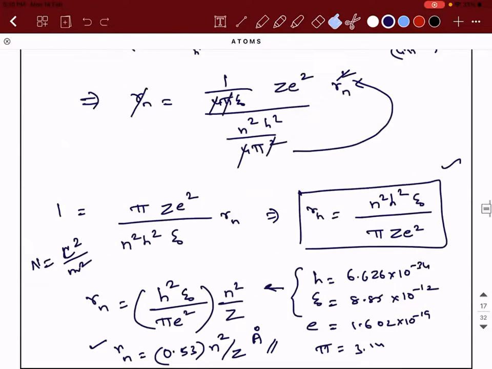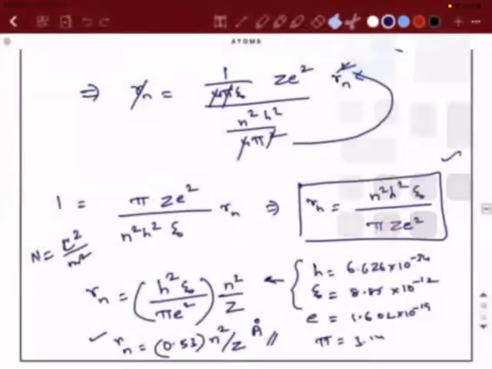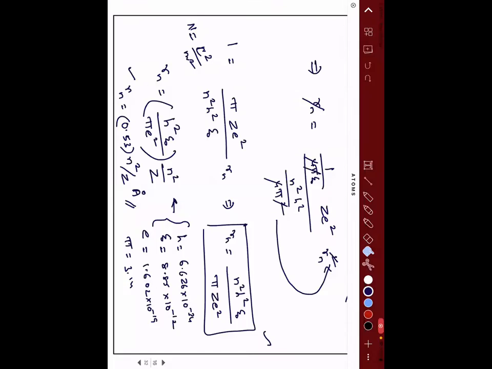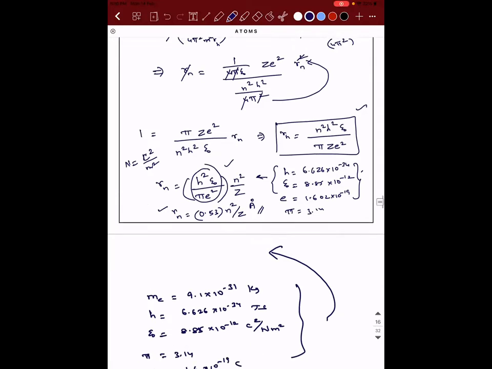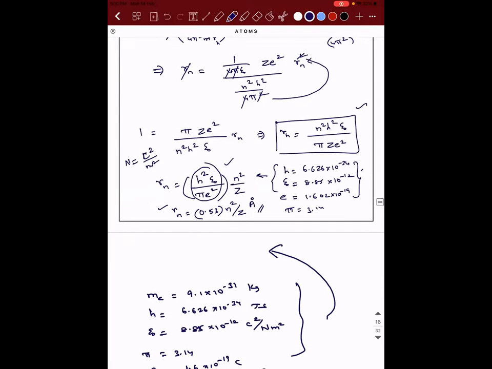So is 0.53 denoted by something, sir? Or is it just a value? 0.53 is a value. If you substitute all these values in this expression, you will get this whole thing as a constant, which is 0.53. 0.53 into n square divided by z angstrom is going to be the radius of the nth orbit. 0.53 is a fixed number.